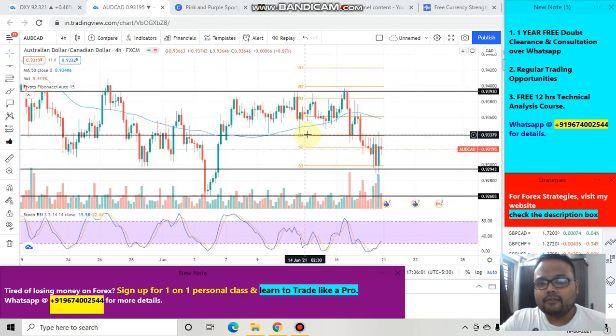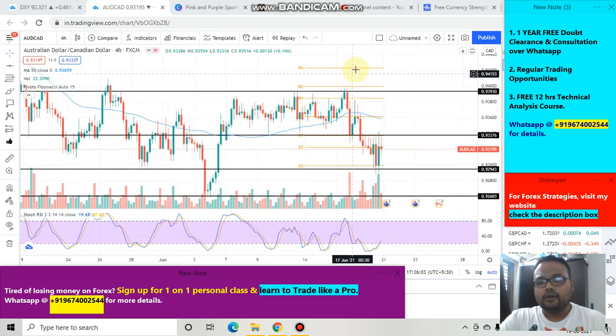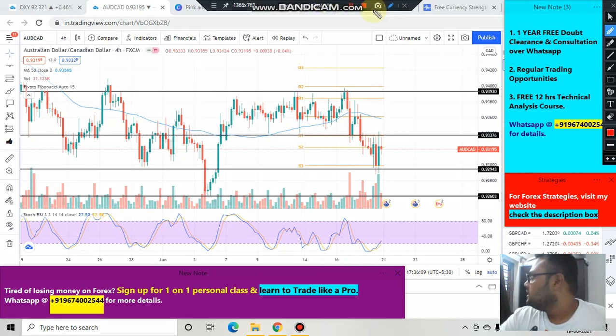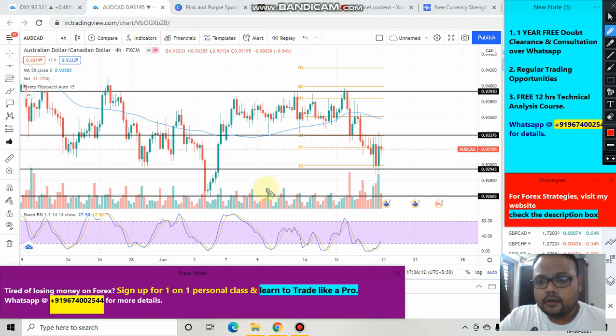You can see that I have got 4 lines here. Okay, let me explain one by one. First of all, this level is extremely important for you. This is the support for the market, or the extreme support, at 0.9260.